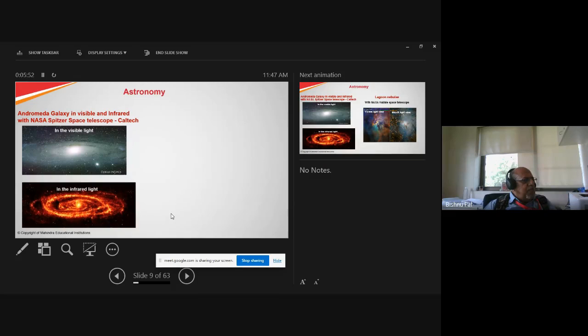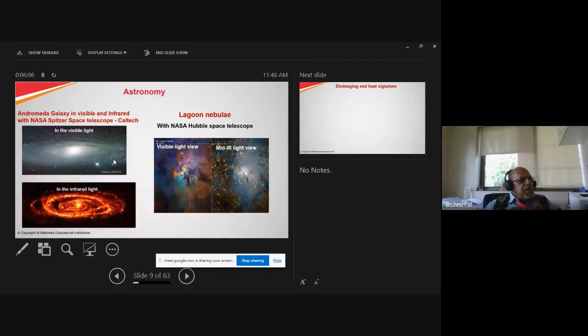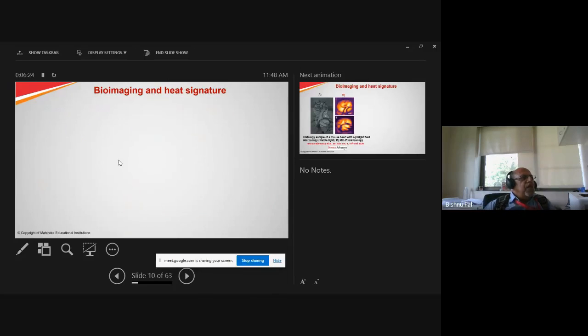In astronomy, it finds applications like you can see here is a picture of the Andromeda galaxy taken in visible light in the upper one, and the lower one corresponds to infrared light. You can see the resolution of the picture taken by infrared light is much, much better and clearer. Similarly, there is a nebula picture taken by the Hubble Space Telescope of NASA. The visible one is not so clear, whereas when it is taken in the mid-IR light view, it is much, much clearer. So that way it is attractive for applications in astronomy.